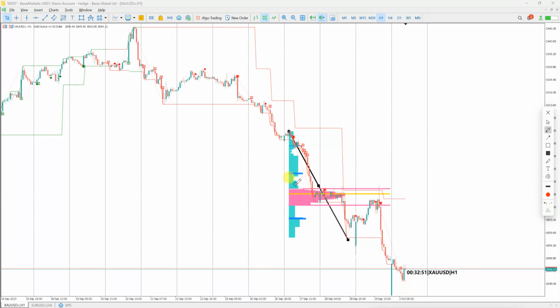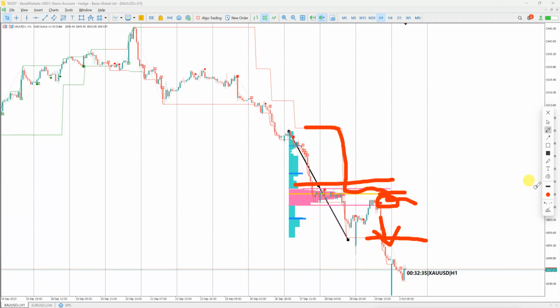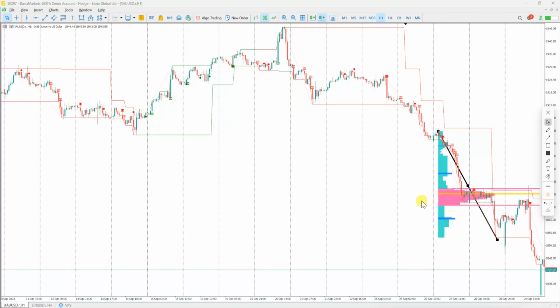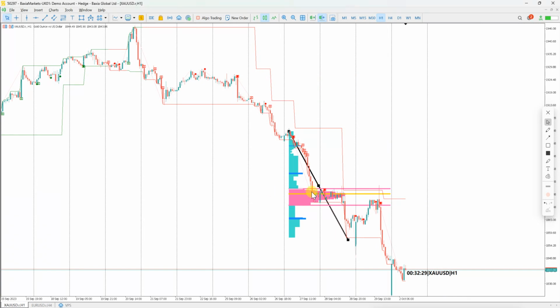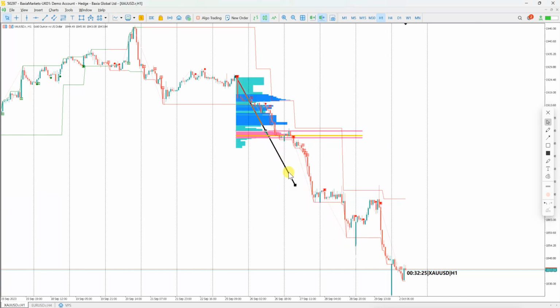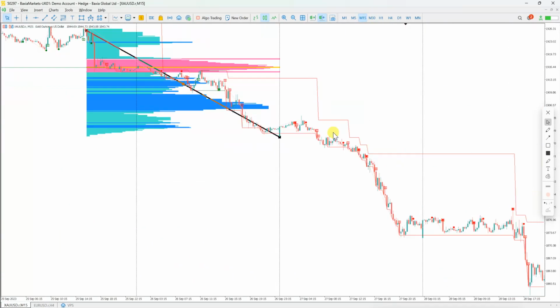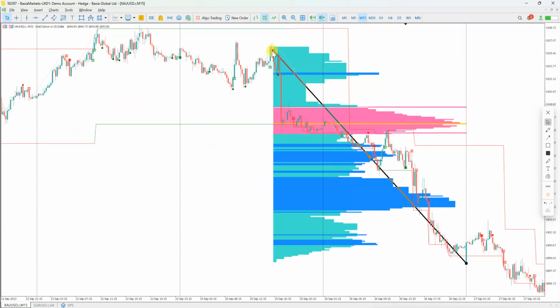It grabbed liquidity above it, went below the POC here, and price continued with a break of structure, and this thing is still red, the swing channel high. And maybe if we go to a lower time frame, we could see more liquidity grabs.